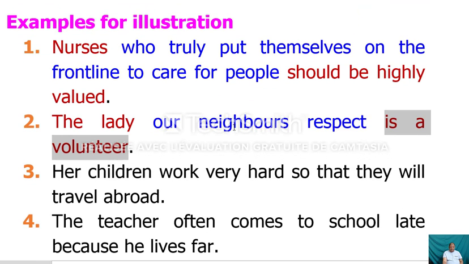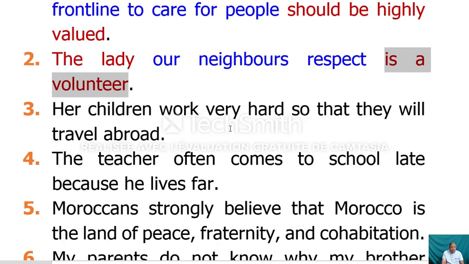Am I clear? So this is a contact clause and the relative pronoun is omitted here. And if you want to examine the clause our neighbors respect, yes, it's a clause, it is made of subject and verb, but it is headed by a relative pronoun which is omitted. It is not there, but you can use it. The lady whom. Her children work very hard so that they will travel abroad.